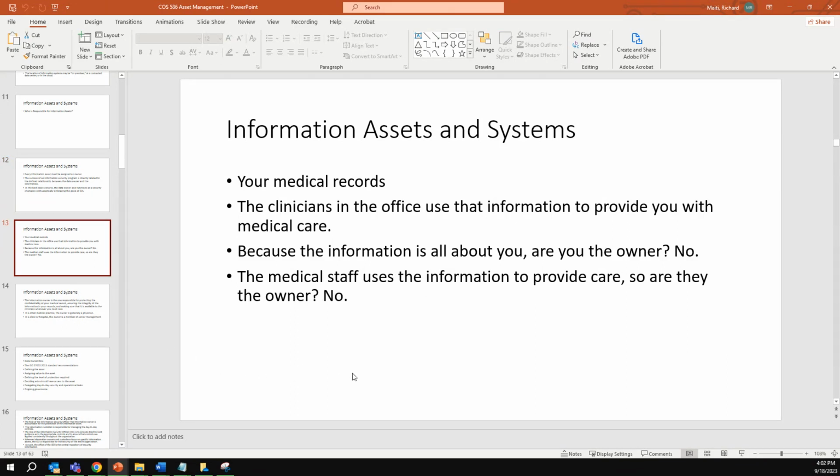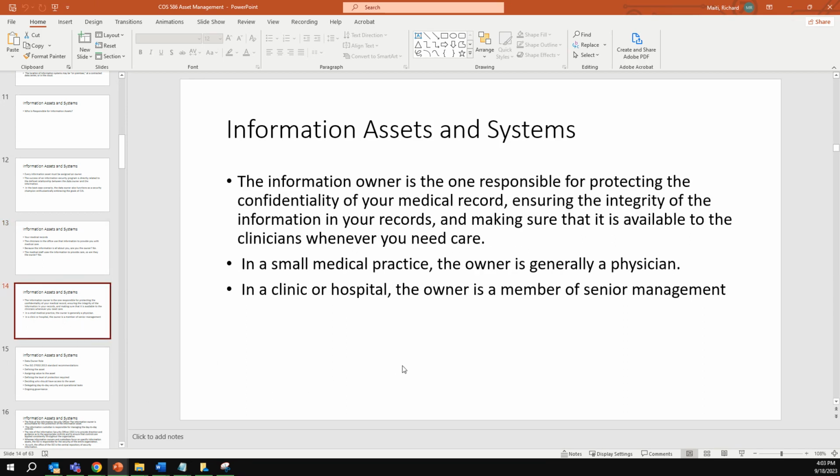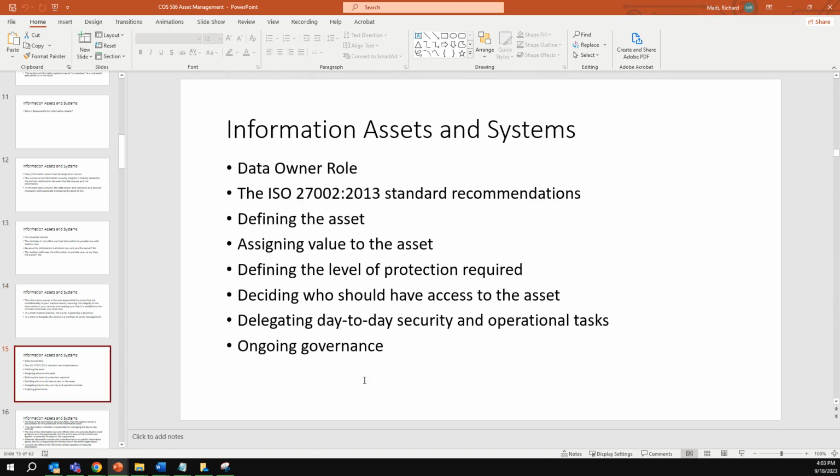So take the medical record that you have; we all have medical records. The clinicians use this in their office. So are you the owner? You're not necessarily the owner. The medical staff that uses that information is not necessarily the owner either. The information owner is the person who's responsible for protecting that information, your medical record. In a small medical practice, that could be the physician. In a large hospital setting, that could be senior management.